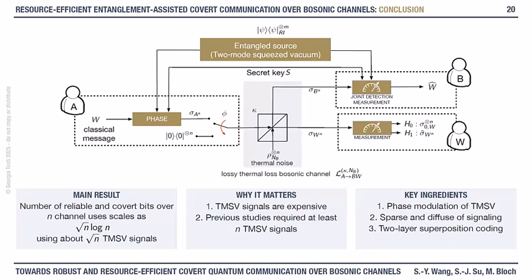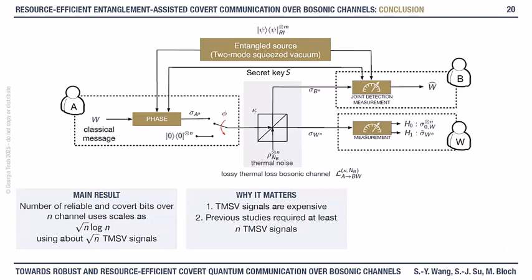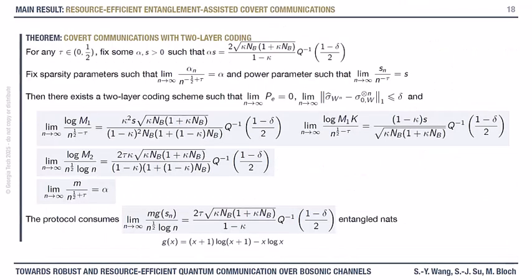I have a question about the main result. You have this square root of n log n, and you use about square root of n two-mode squeezed states. Do you have a lower bound for this square root of n two-mode squeezed states?